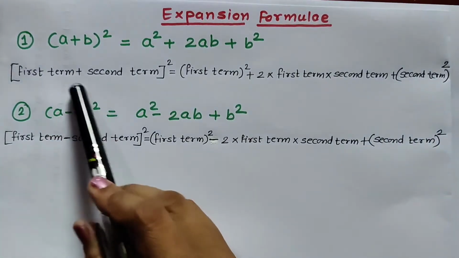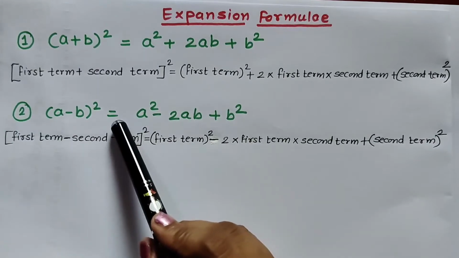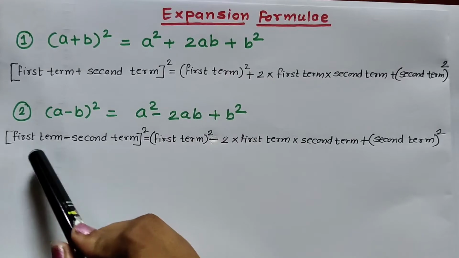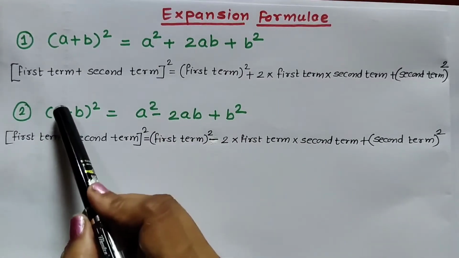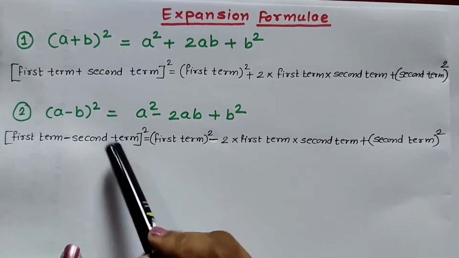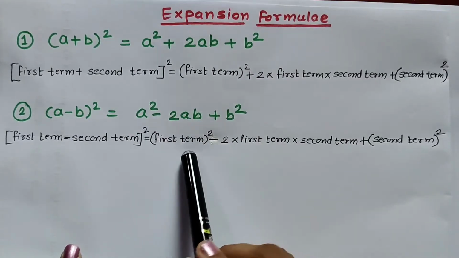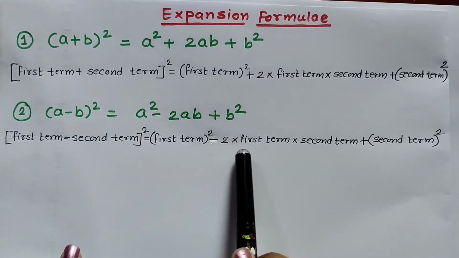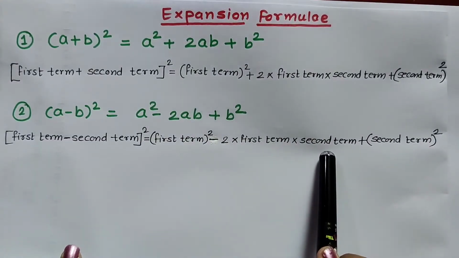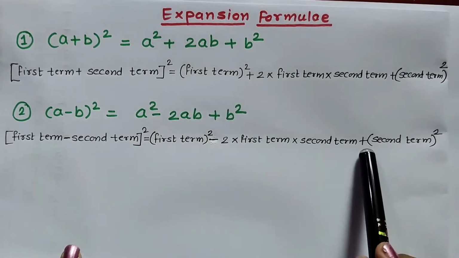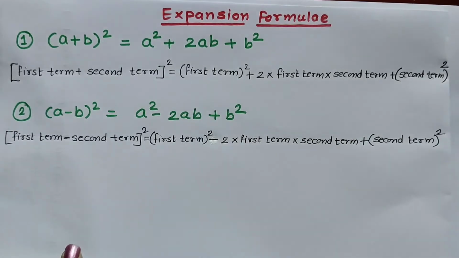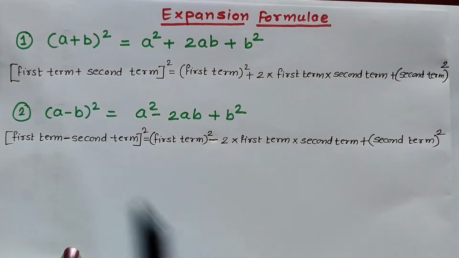Similarly, second formula (a minus b) whole square equal to a square minus 2ab plus b square can be memorized as (first term minus second term) whole square, where a is the first term, b is the second term, will be equal to a square means first term square minus 2 into a into b means minus 2 multiplied by first term multiplied by second term plus second term square means plus b square. So in this way these two formulas you can memorize so that it will be easy to apply both the formulas.